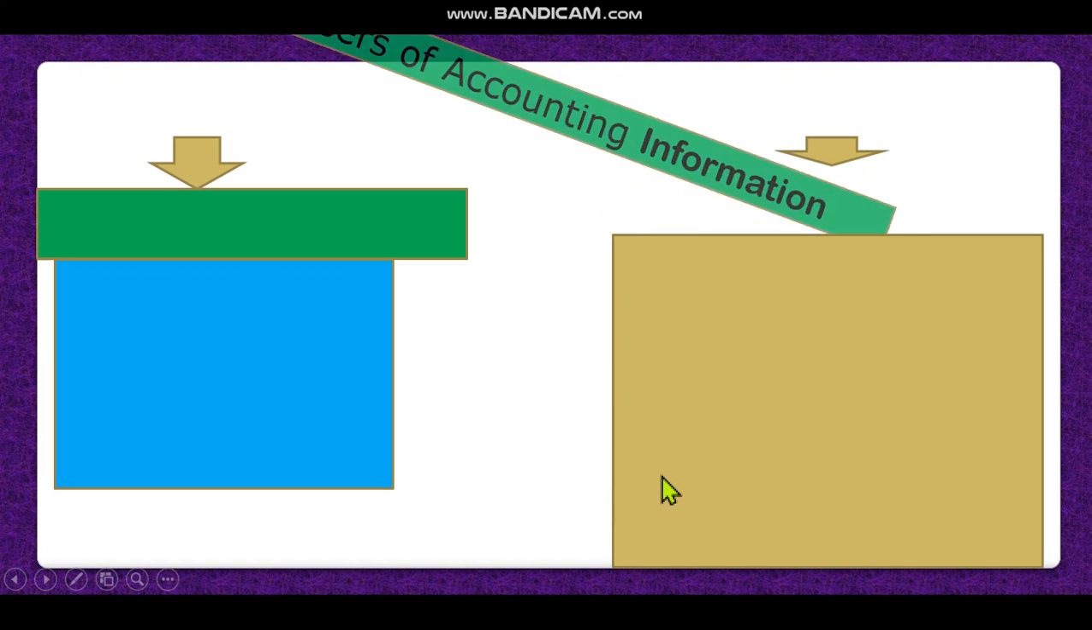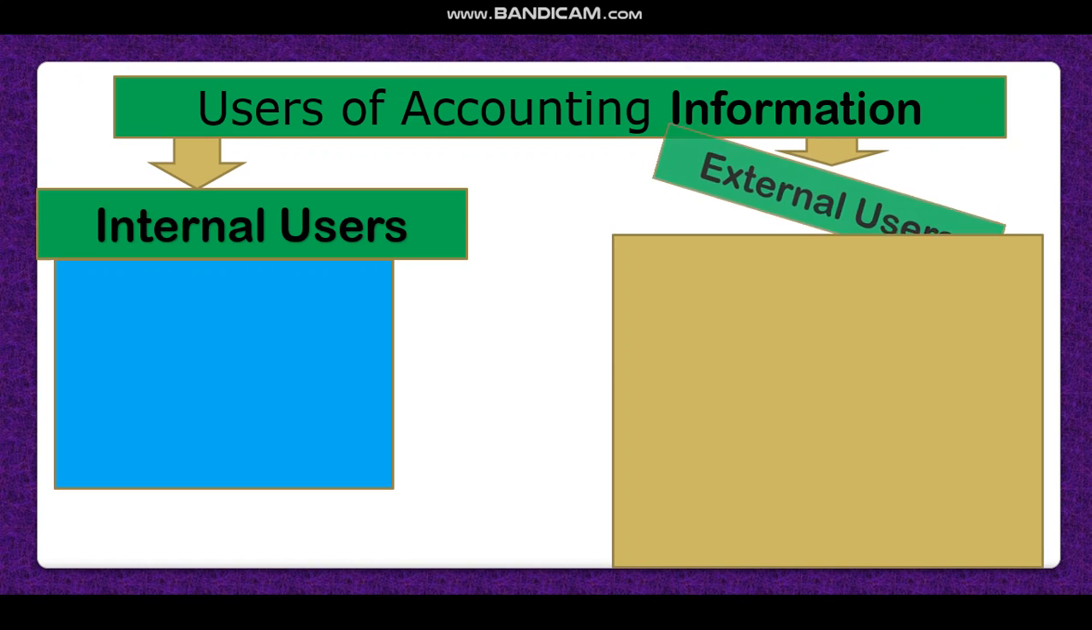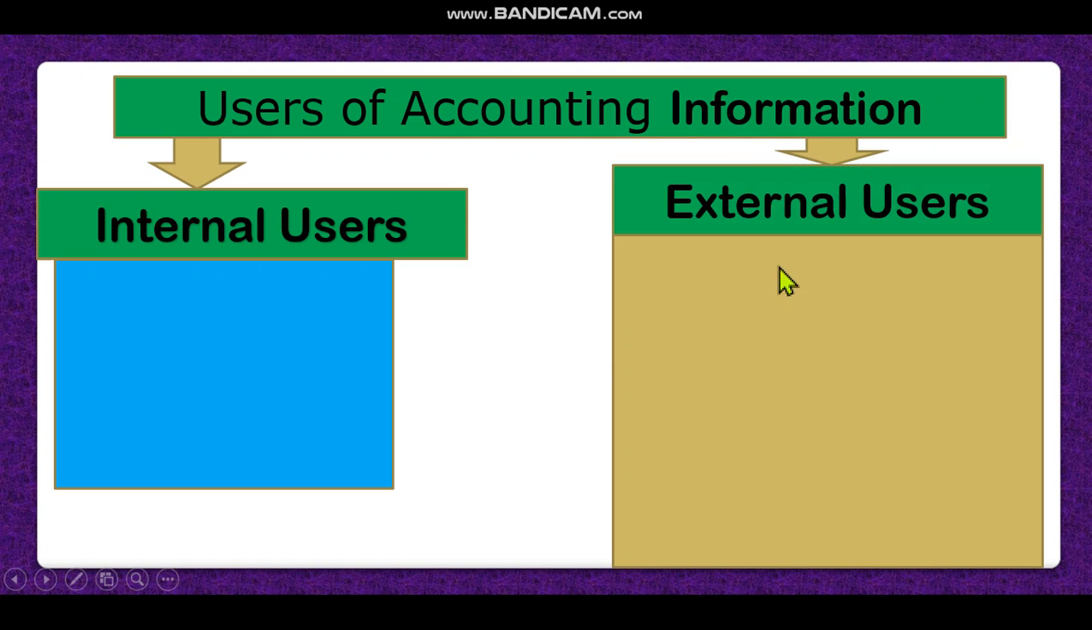Dear student, now we will discuss users of accounting information. This is our last topic today. Users of accounting information. That means who use the accounting information. Look at number one, internal user, and number two, external user. That means we have two types of users of accounting information. Number one, internal users. Number two, external users.